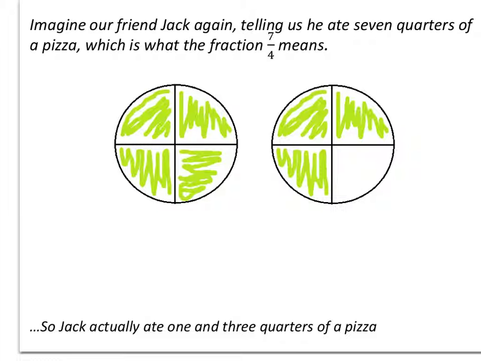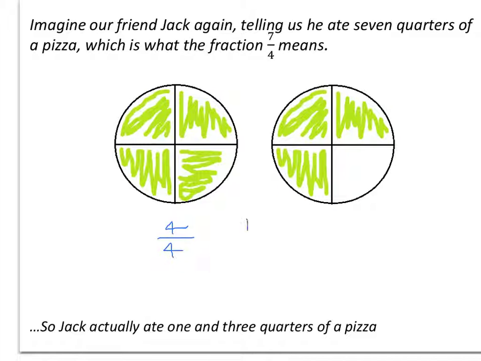Let's use the example of our friend Jack again. This time he tells us that he has eaten 7/4 of a pizza, which is what the fraction 7/4 means. So how can we represent this in a diagram? First of all, we've got one pizza here that we've divided up into quarters. This pizza represents 4 of the quarters that Jack has eaten.